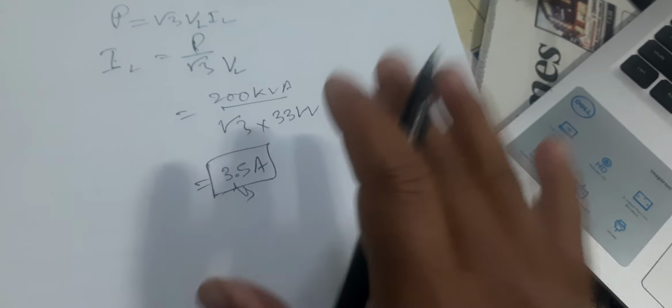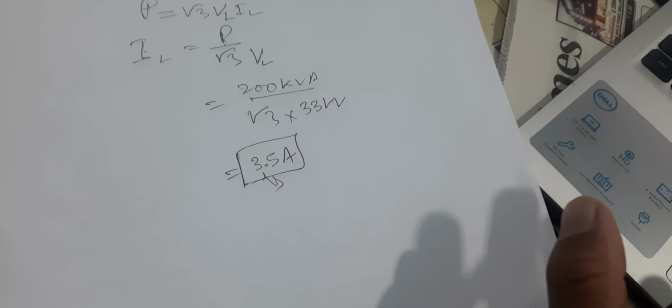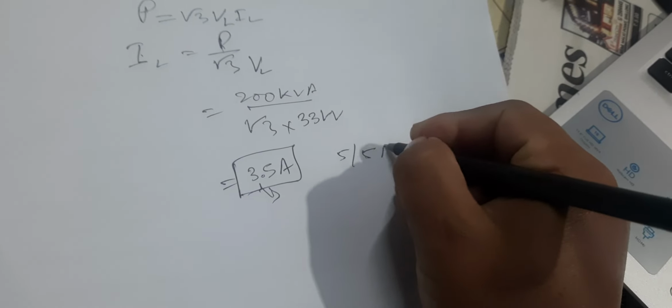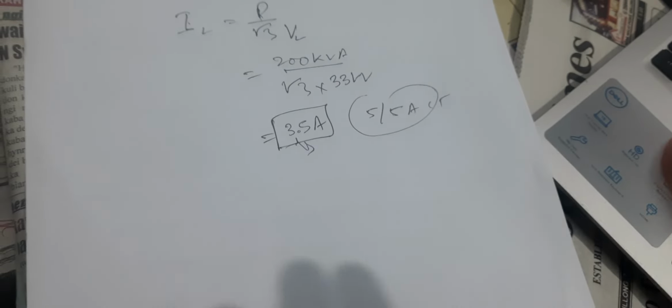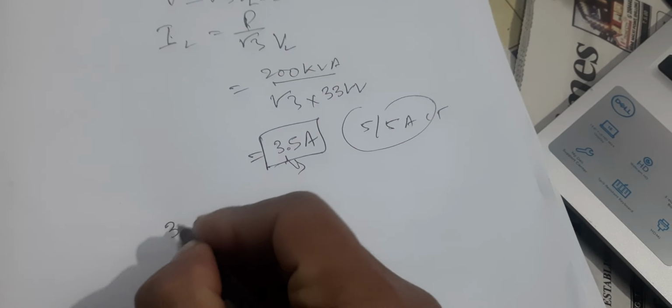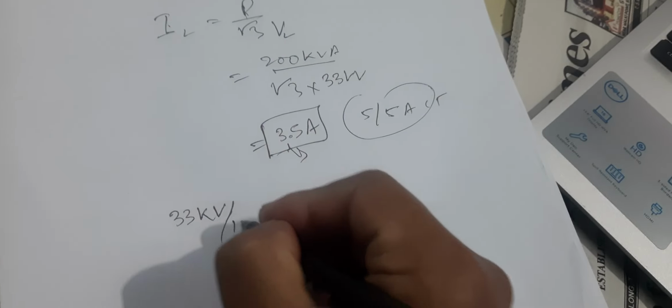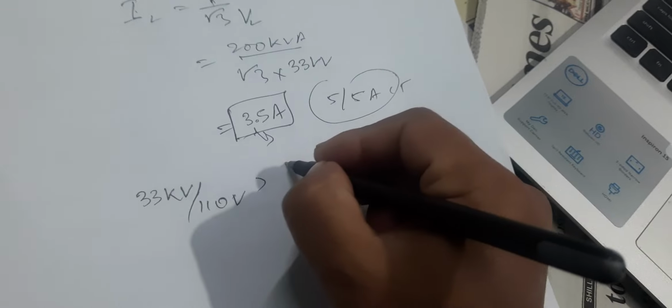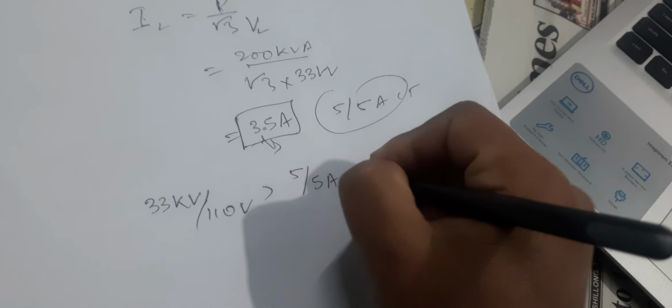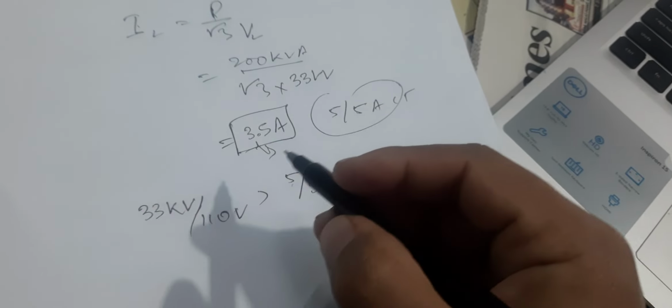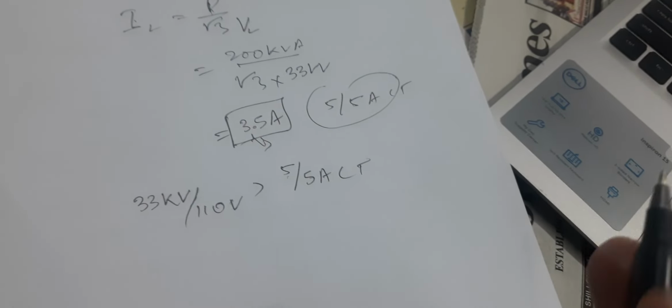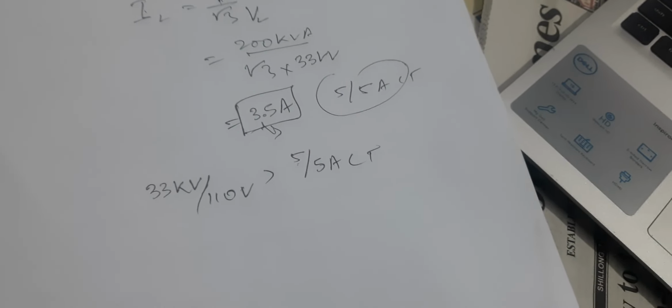So if this is the case, we will have to use 3.5 or 4 by 5, which is not available in the market. We have 5 by 5 ampere CT ratio available. So the ratio that we have to use should be 33 kV, obviously it has to be 33 by 110. I forgot to mention this, but the secondary has to be 110, and the CT ratio has to be 5 by 5 ampere. If we use 10 by 5 also fine, but since 5 by 5 is available in the market, we can simply use this. There is no harm in that.